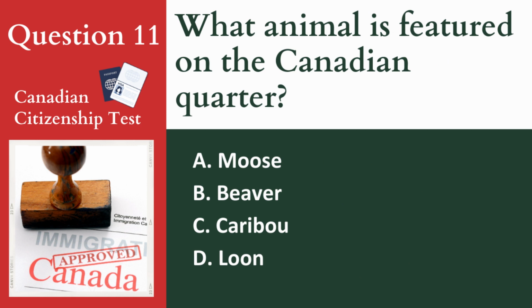Question 11. What animal is featured on the Canadian Quarter? A. Moose. B. Beaver. C. Caribou. D. Loon. Answer: C. Caribou. The Canadian Quarter traditionally features a caribou, which is one of Canada's most recognized national symbols.